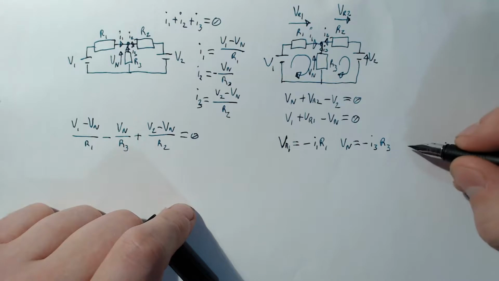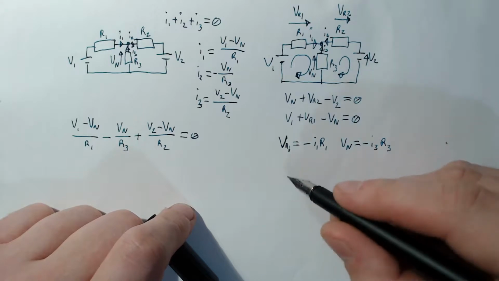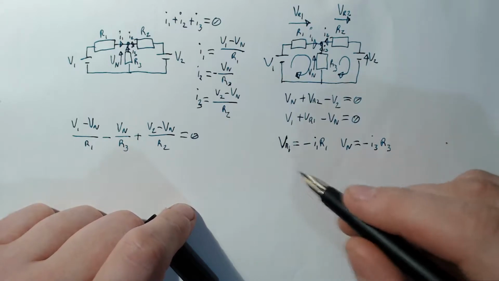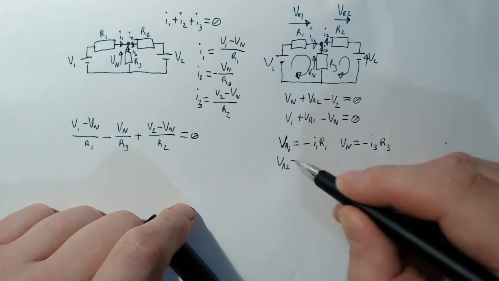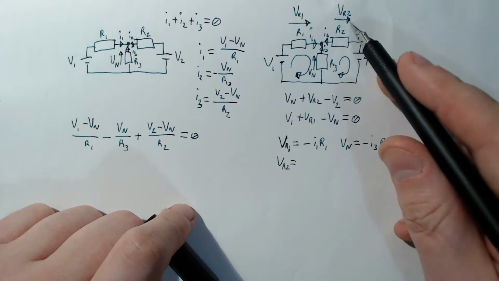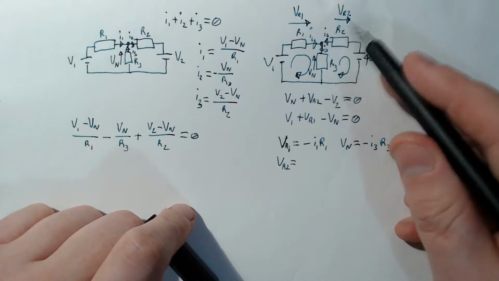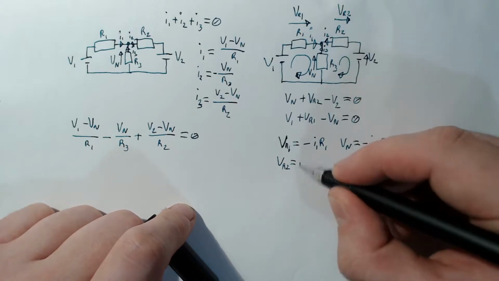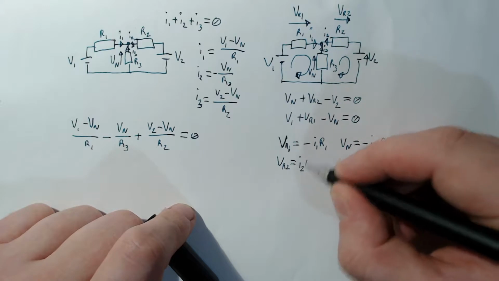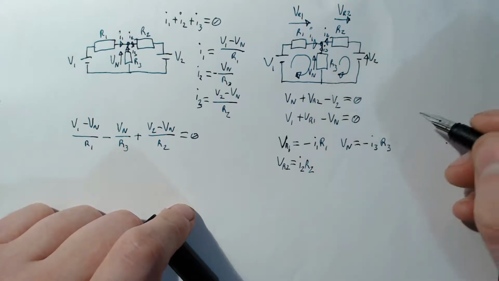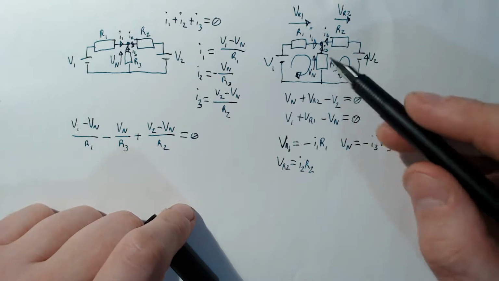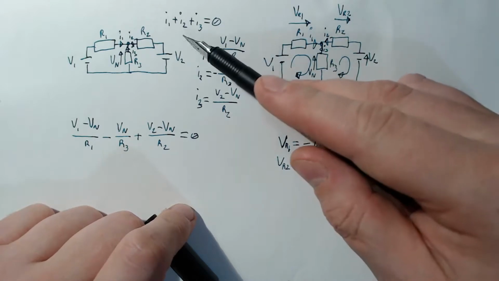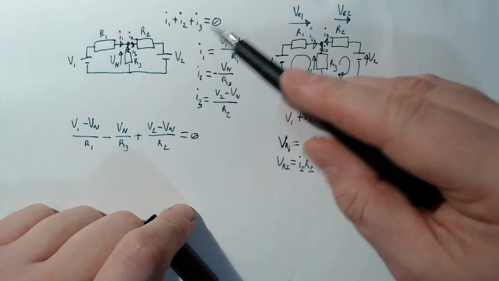And here, VR2 equals, this way, this time it's pointing in the right direction, they're opposing each other, equals I2 R2. And the only other equation we need here, strangely, is this one here, I1 plus I2 plus I3 equals 0.